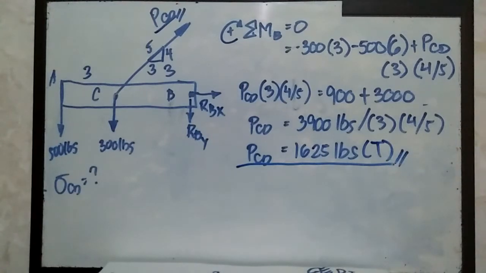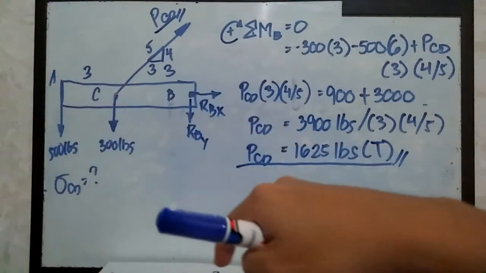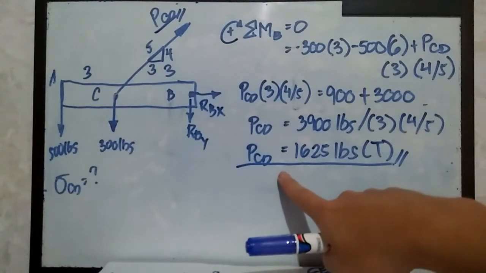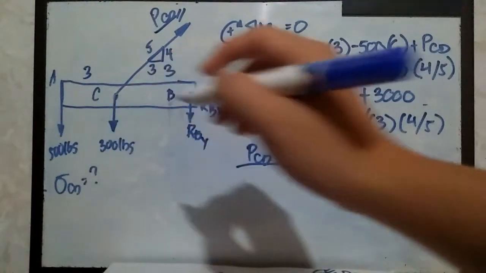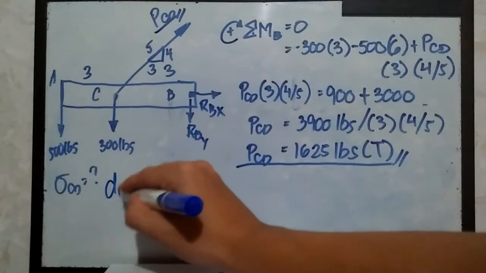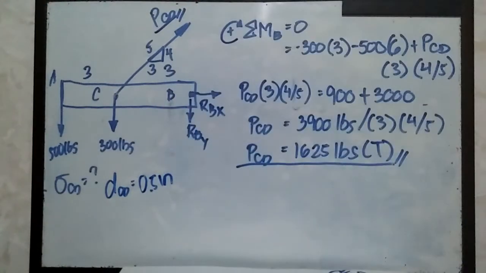But the problem wants us to solve the actual stress imposed in our cable. So we already have the internal force inside that cable, and the problem gave us the diameter of the cable, which is equivalent to d sub CD equals 0.5 inch. And since the cable is circular shaped, we just need to apply the basic area for the circular geometrical shape, which is pi d squared over 4.